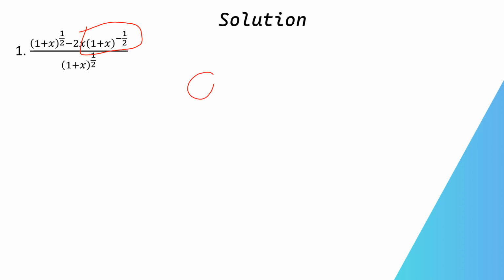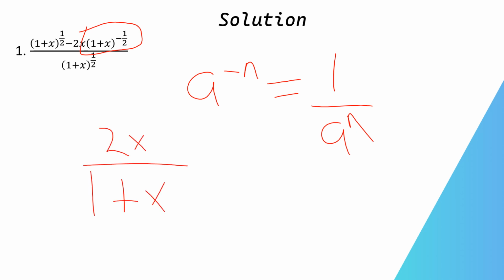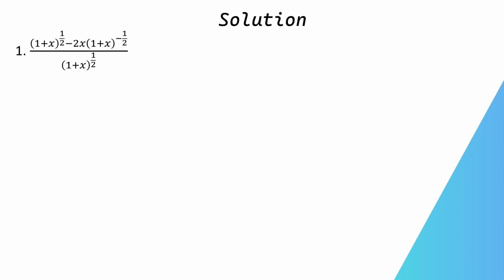Okay, so we know that when we have a to the exponent negative n, it's the same as 1 over a to the exponent n, right? If that is so, then 1 plus x to the exponent negative 1 on 2 is the same as 1 over 1 plus x to the exponent 1 on 2. And here we have 2x, so it will be 2x over 1 plus x to the exponent half. So you might be asking, what can that do for us? We'll see in a few seconds.